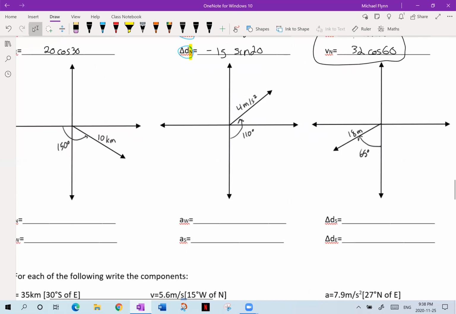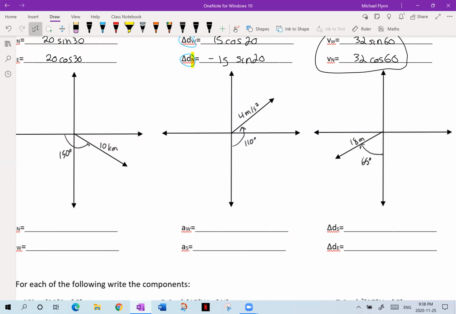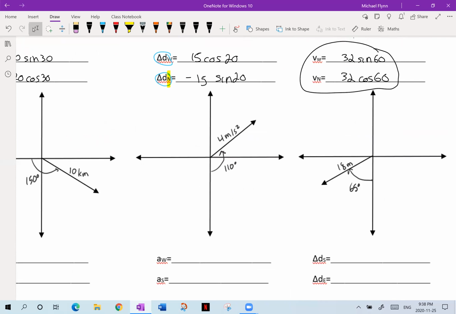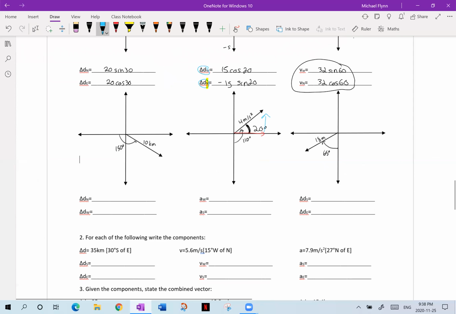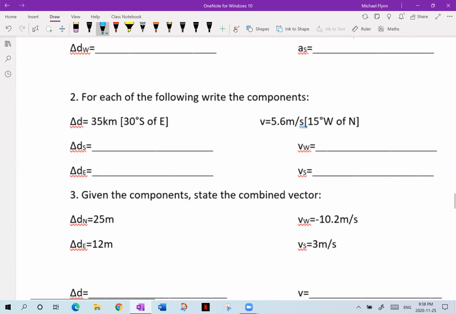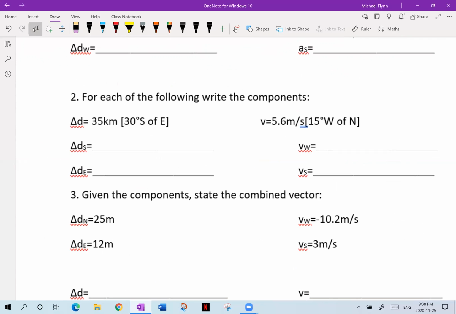All right, now I'm going to show you how to do these confusing ones down here where it says something like 110 degrees. What you need to do is find the angle to the nearest axis. So what's that angle there? Well, just go 110 minus 90. So 110 take away 90 degrees is 20 degrees. And then you just go ahead and do your west component of this acceleration. Any vector can be broken into components, so it's showing you different kinds of vectors. And the north component, but use 20 degrees.